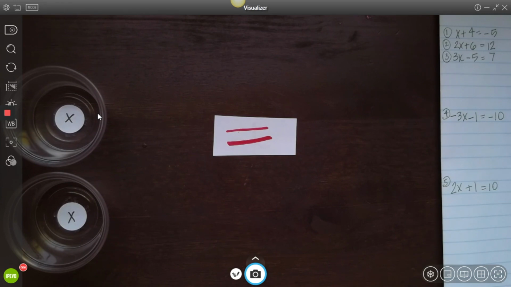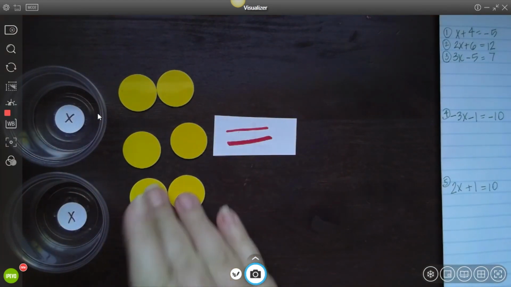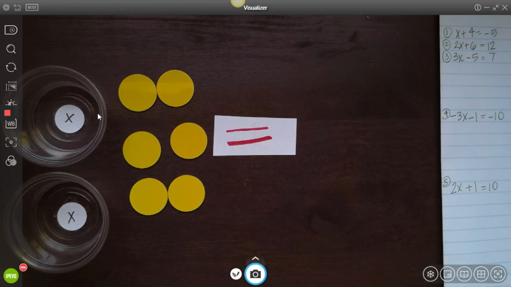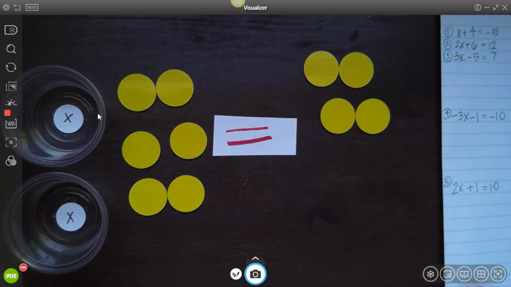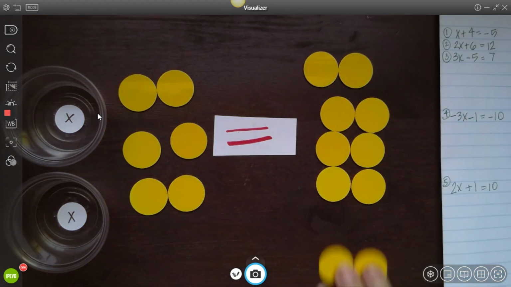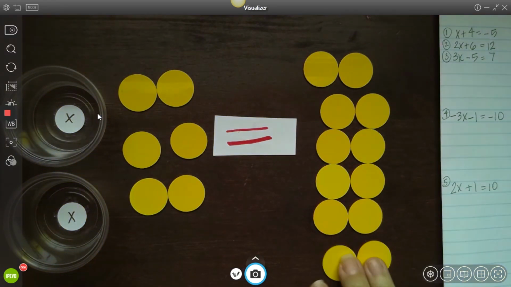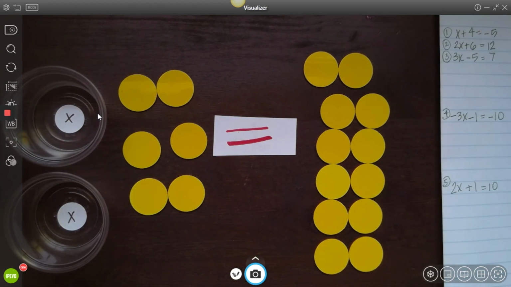Okay, next. So I have 2x plus 6. And you all know that I'm going to represent that plus 6 with 6 yellow chips. So I'm going to place those over here. So on the left-hand side, I now have 2x plus 6 represented. And on the right, 12. 1, 2, 4, 6, 8, 10, and 12.